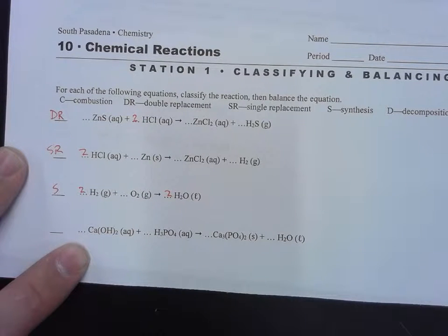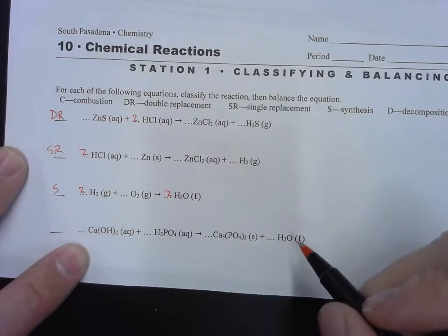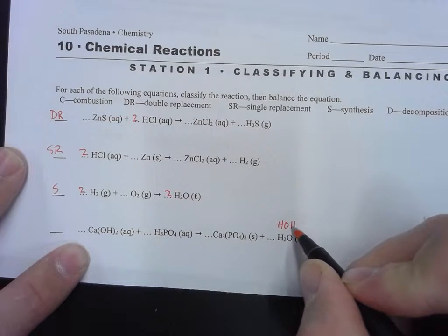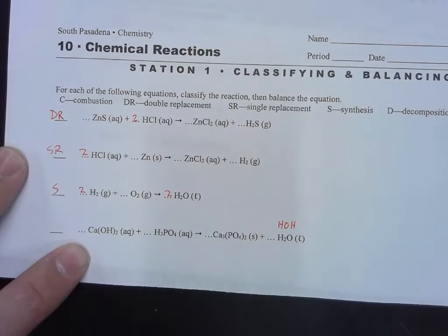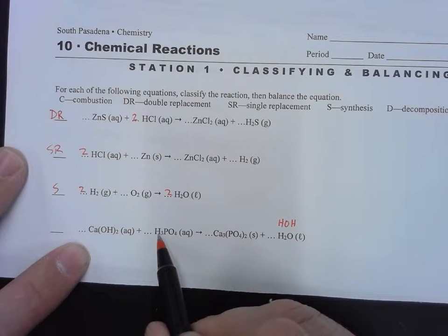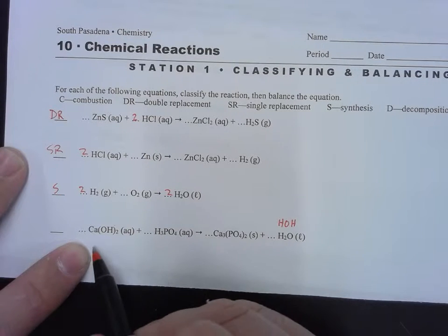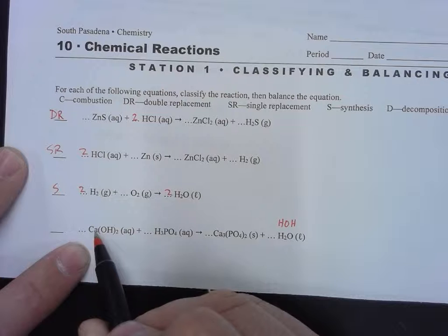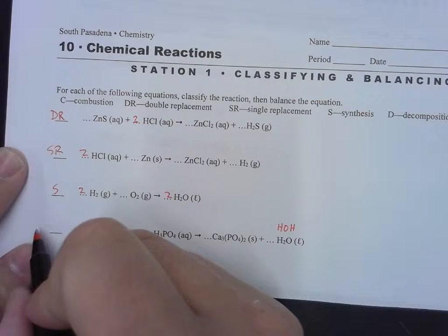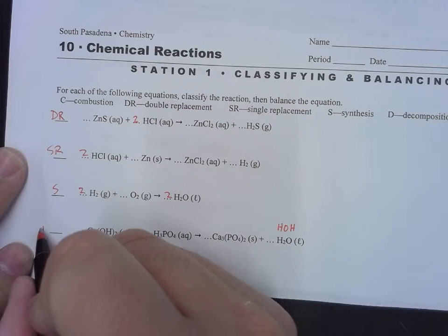Next, calcium hydroxide plus phosphoric acid yields calcium phosphate and water. You can rewrite water like this, HOH, to help you better understand what's going on here. If you look at that, you see that the calcium switches out with the hydrogen, and then this hydrogen switches over here with this hydroxide. When that happens, it forms water. So this is in fact a double replacement reaction.